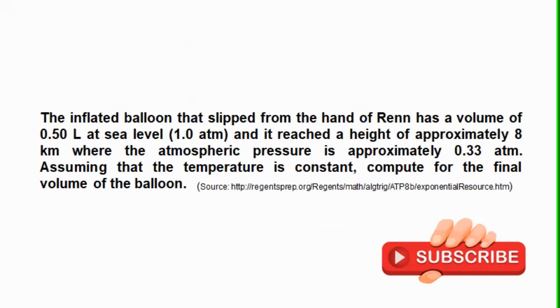The inflated balloon that has slipped from the hand of Ren has a volume of 0.5 liter at sea level, equivalent to 1.0 atmosphere, and it reaches a height of approximately 8 kilometers where the atmospheric pressure is approximately 0.33 atmosphere. Assuming that the temperature is constant, compute for the final volume of the balloon.